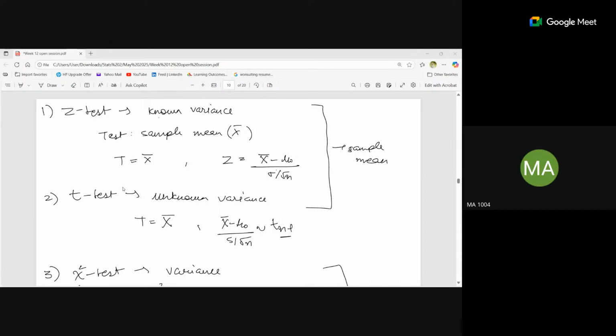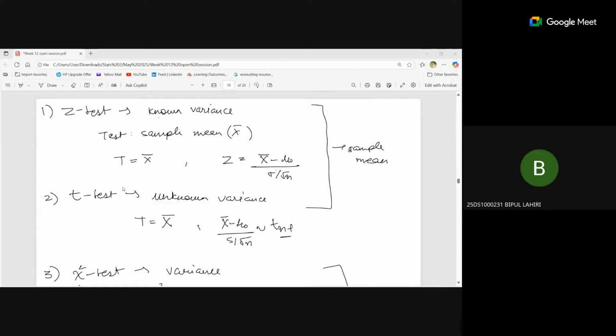So week 12 is clear to everyone, how to solve it and how to do the questions. Just remember, read the question carefully and check what test we are doing. If we have been given the known variance and we are testing for the sample mean, which test will we be doing?